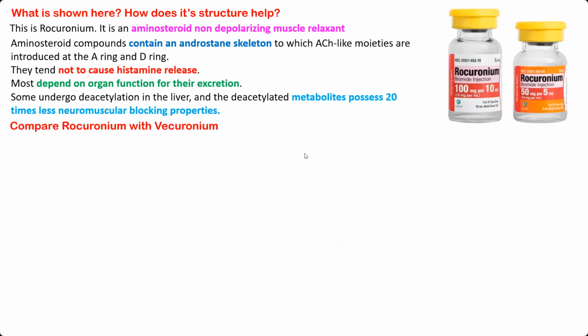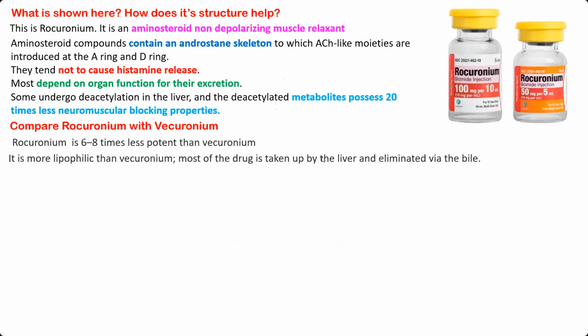Can you compare rocuronium with vecuronium? Both are aminosteroids. Both are intermediate duration. But rocuronium, when we give it in higher doses, is 6 to 8 times less potent than vecuronium, first of all, potency wise. And it is more lipophilic than vecuronium. So most of the drug is taken up by the liver and eliminated via bile.